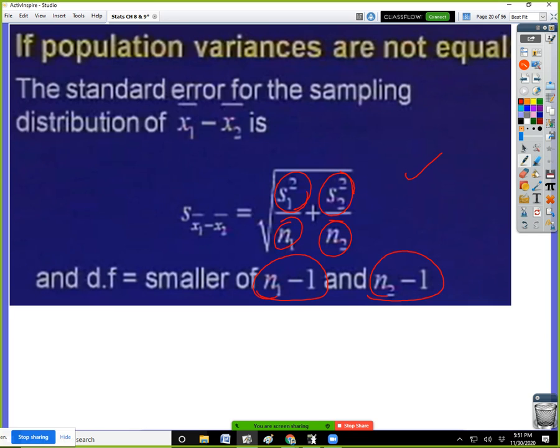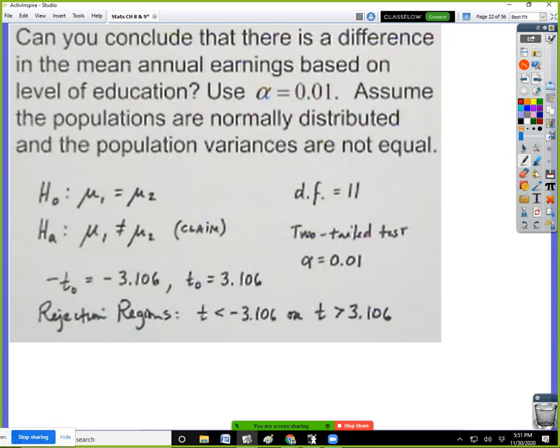Thank goodness, right? It's a lot easier. So they're not the same. Okay? So can you conclude there's a difference in the mean annual earnings based on a level of education? Use alpha equals 0.01. Assume the populations are normally distributed and the population variances are not equal. Well, obviously they aren't. We know that, right?